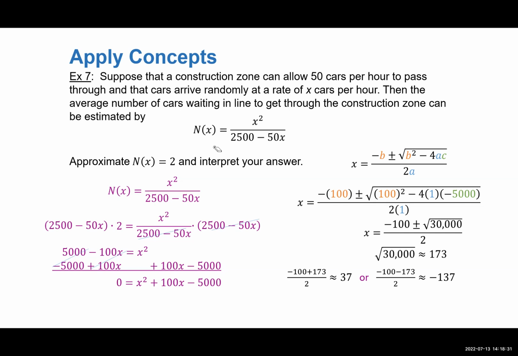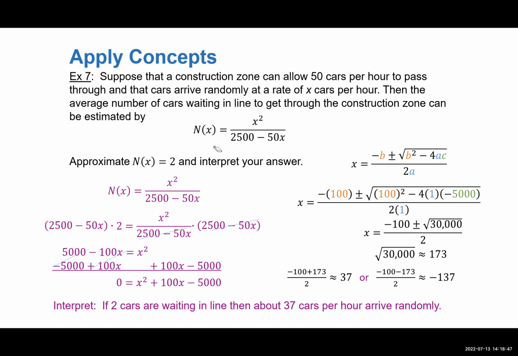Well, what's negative 137 cars coming an hour? So that part doesn't make sense. The only answer would be 37. So if 2 cars are waiting in line, then that means about 37 cars are arriving randomly in that hour.